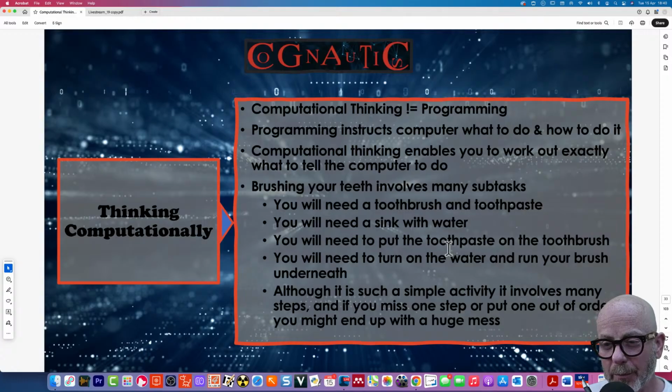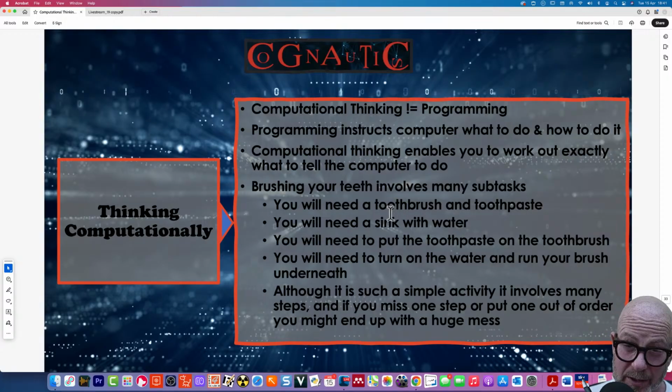So programming instructs the computer what to do and how to do it. And using computational thinking helps you work out exactly what you want to tell the computer to do. So this is the process where you're breaking it down from a human problem in human words into a set of simple steps that a computer can actually follow.